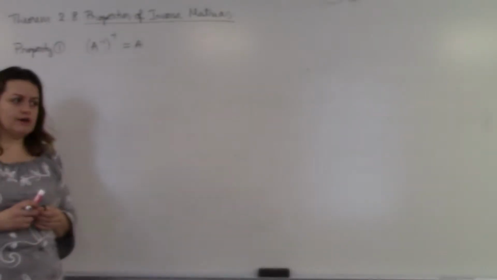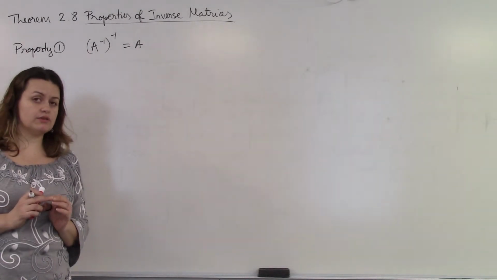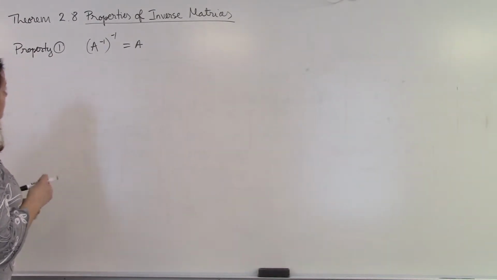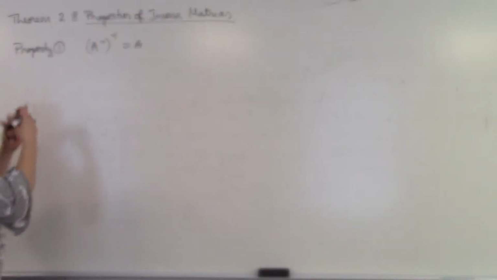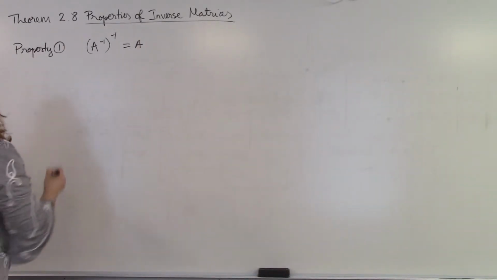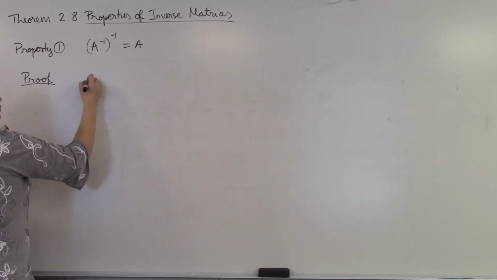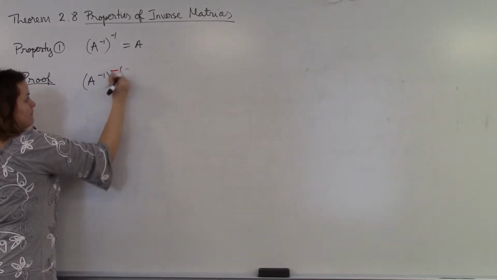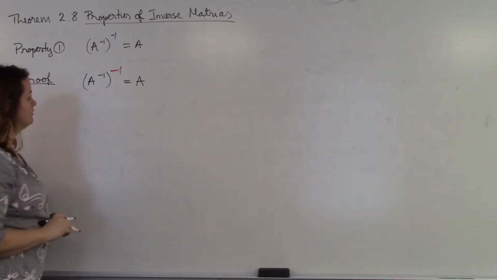So we know how to check to see if two matrices are inverses of each other. If we multiply the two matrices together, we should get the identity, and we have to multiply them both ways so that we can be sure. So then we have to reinterpret this and read this some other way. So we're going to say proof. I need to show that the inverse of the inverse gives me back the matrix itself.